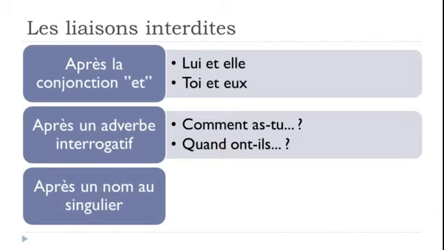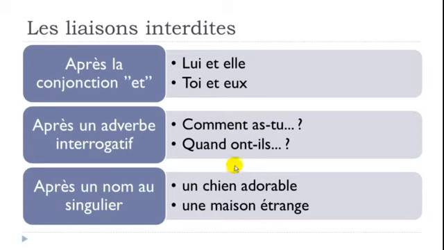And then remember that if you've got a noun, and if this noun is at the singular form, then you shouldn't make the liaison. Like here, for instance, un chien, a dog, adorable, okay? Here, it would be tempting to do it, but then no liaison, so un chien adorable, okay? Same thing here, une maison étrange, okay? House, and then étrange, strange. Une maison étrange, un chien adorable. Okay, remember, you shouldn't make any liaison here after this word and after this word.